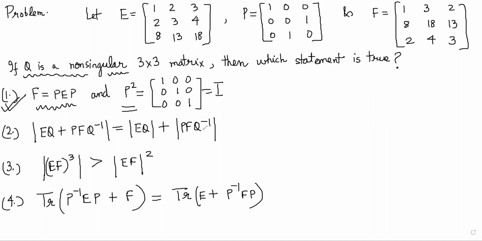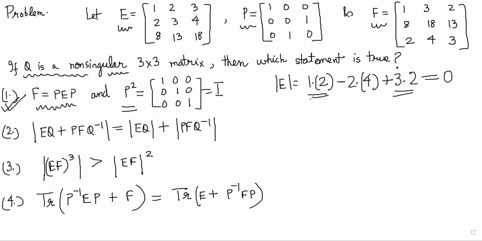Since they're asking us for the determinants of each of these matrices, it will be convenient if we know the determinant of each of these three matrices. For example, det of E will be 1 into 54 minus 52, so 1 into 2, minus 2 into 36 minus 32, so 4, plus 3 into 26 minus 24, so 2. So this is 2 plus 6, 8 minus, so this is 0, right?